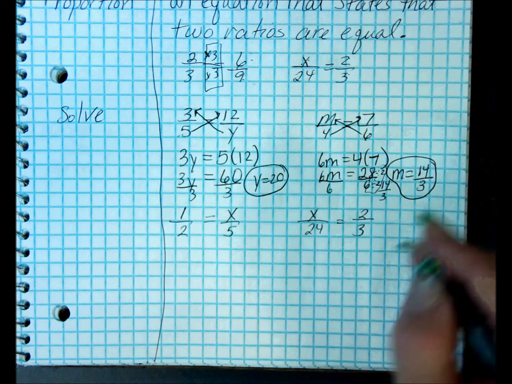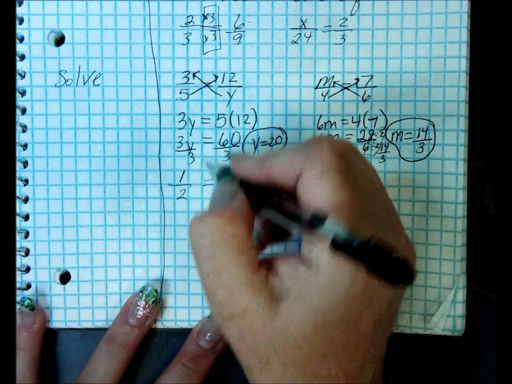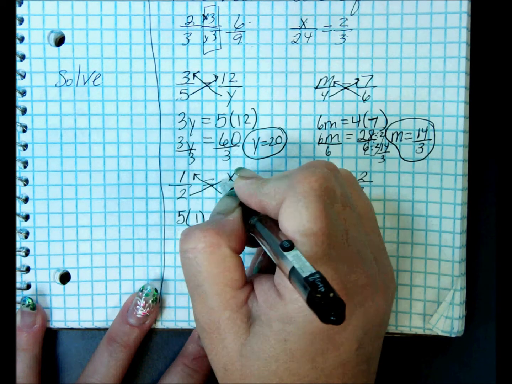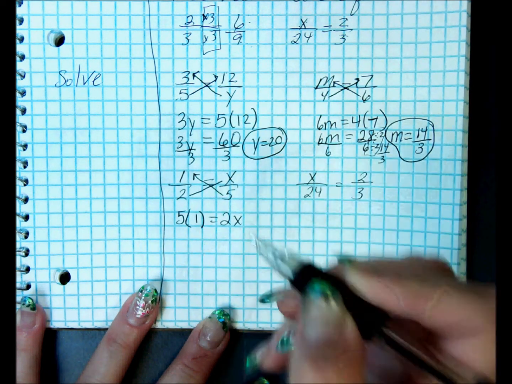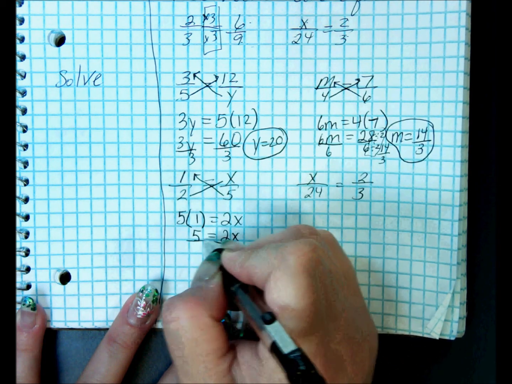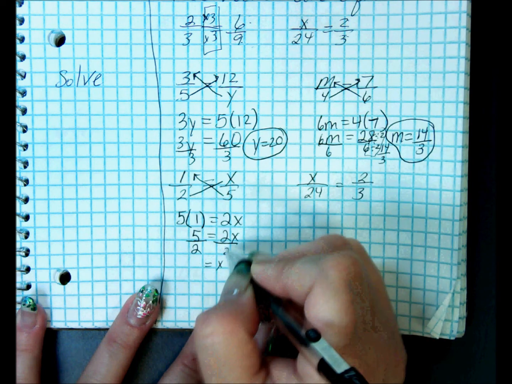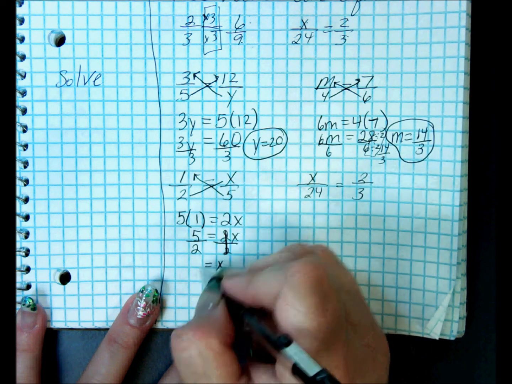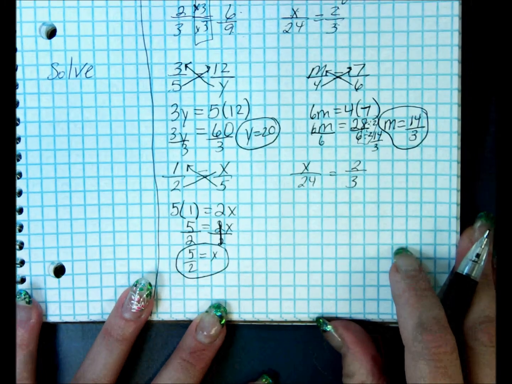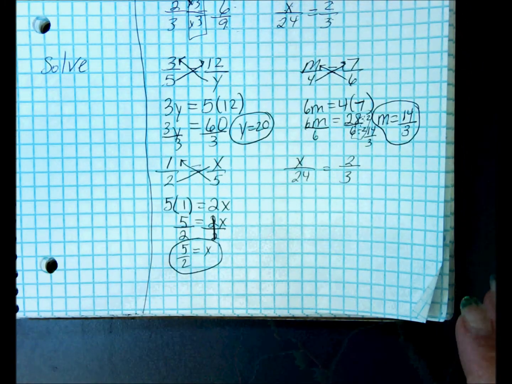All right, the next one, 5 times 1, 2 times x. This is 5, obviously. Divide by 2. So x is 2 divided by 2 is 1, 5 over 2. You're noticing I'm leaving them as improper fractions. We usually do in algebra. All right, one more.